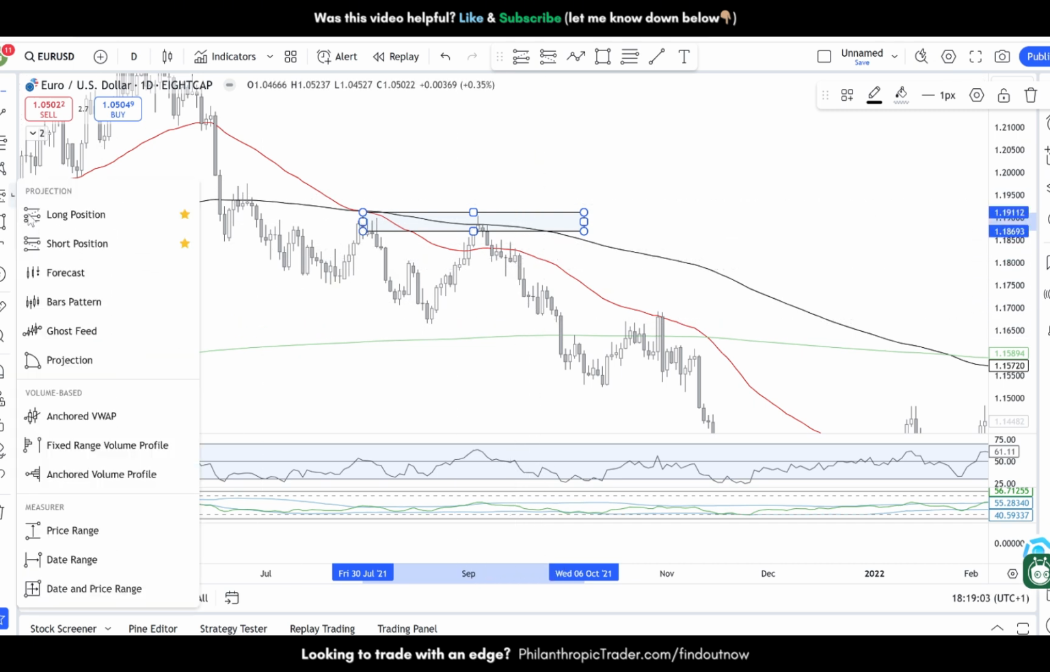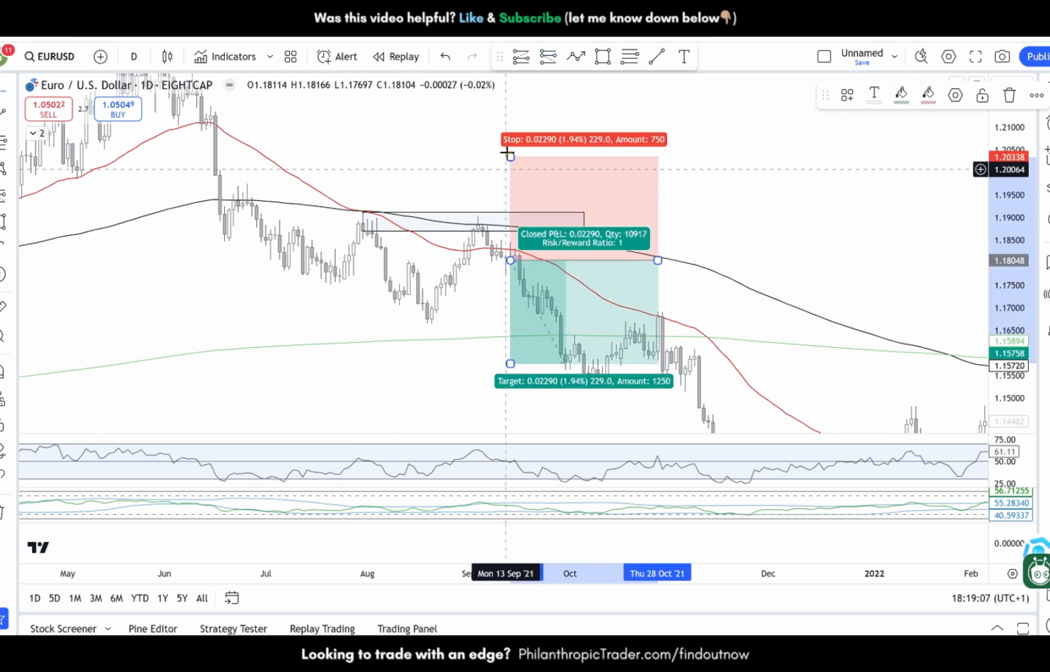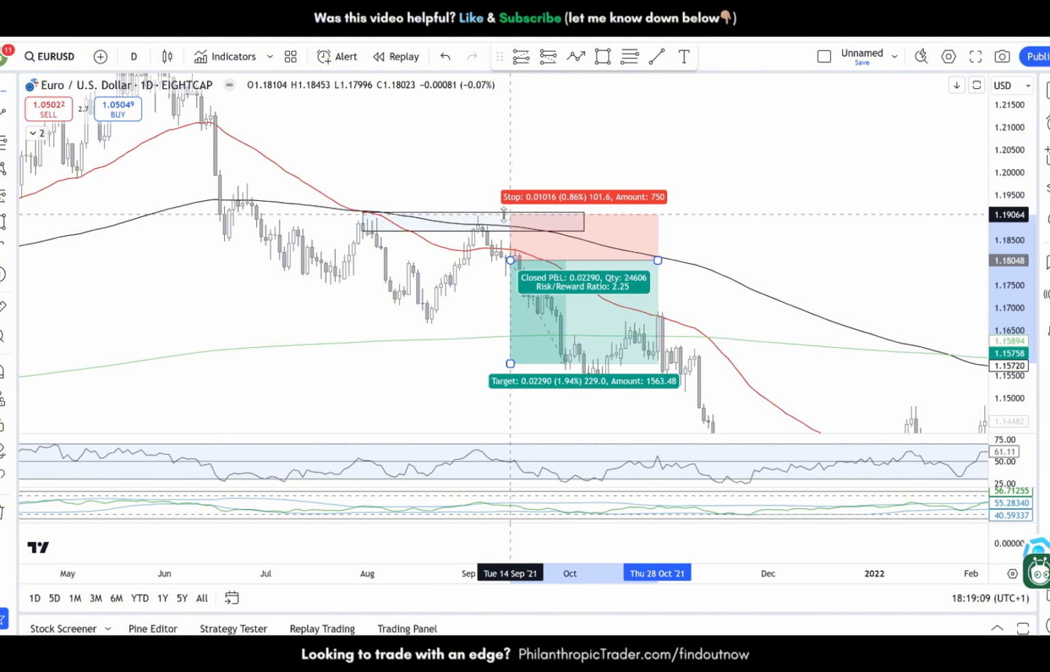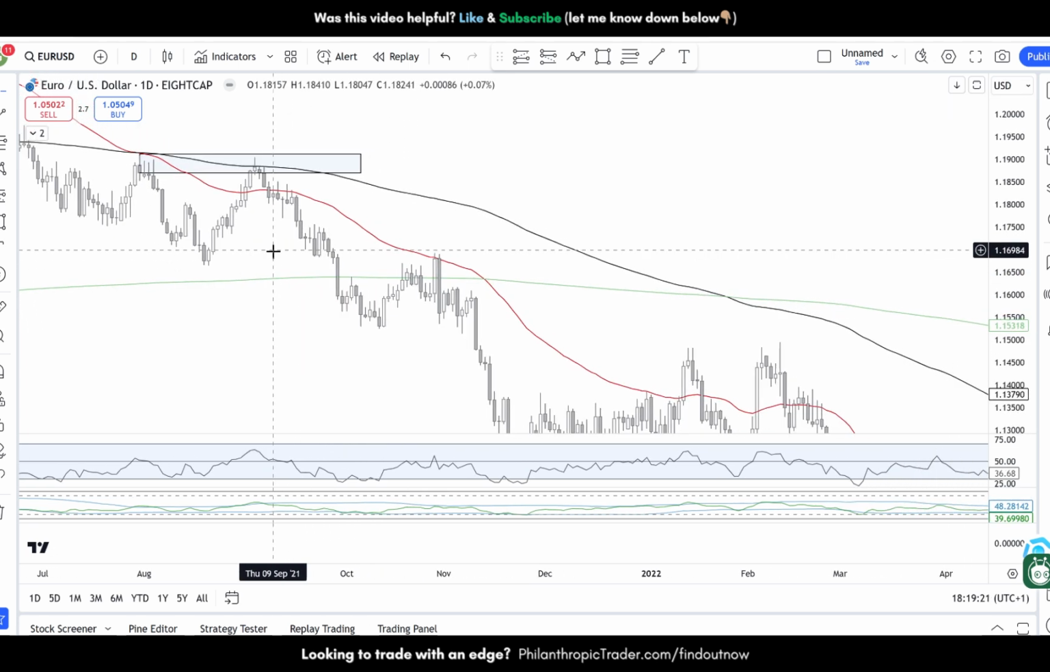So let me use the short position tool, which is here. We place our stop loss above the latest high and we aim for a 1-to-2 risk reward ratio trade about here. This is profit, right? So that's a nice example you can use.